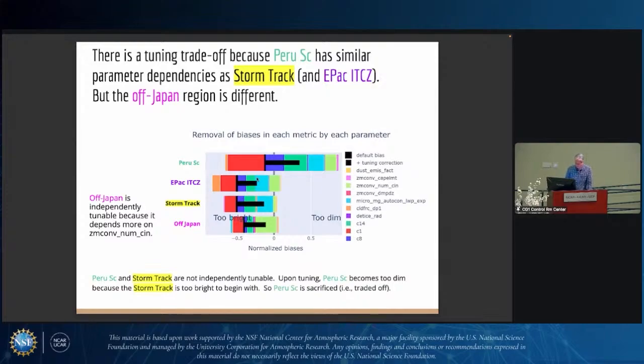So I'll keep working on it, but this is sort of the state. Now, off Japan, it's quite different because the parameter sensitivities are different. This blue is different than that blue. This lime is different than that lime. So we have some hope of tuning them independently, and in fact, we do.